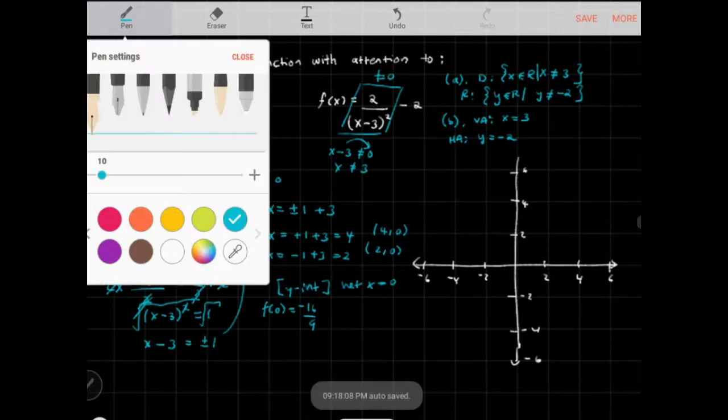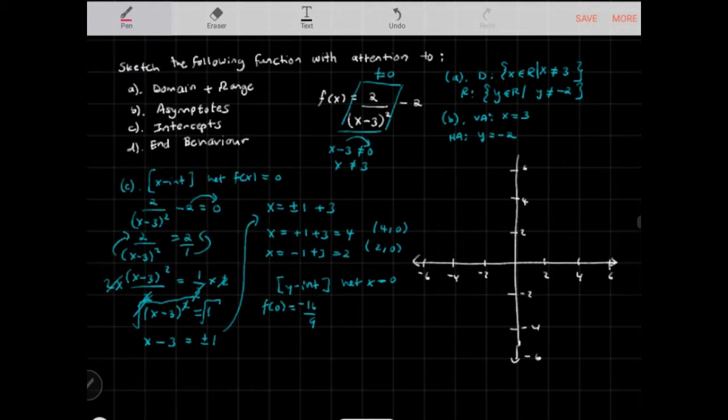So let's first plot our vertical asymptote. Let's do it in red, x is equal to 3, so it's going to be in the middle here. Okay, so this is my vertical asymptote, x is equal to 3.